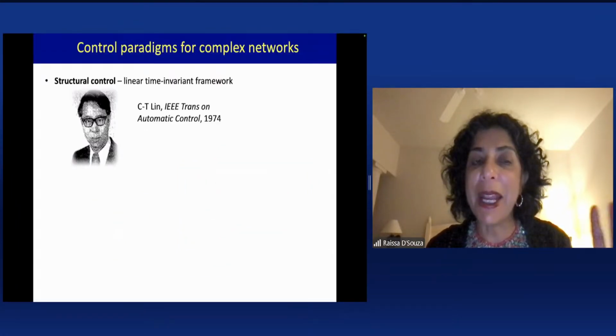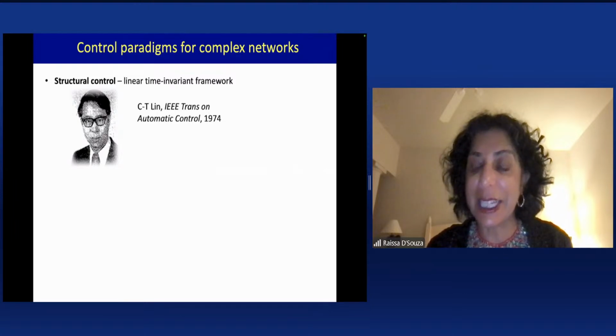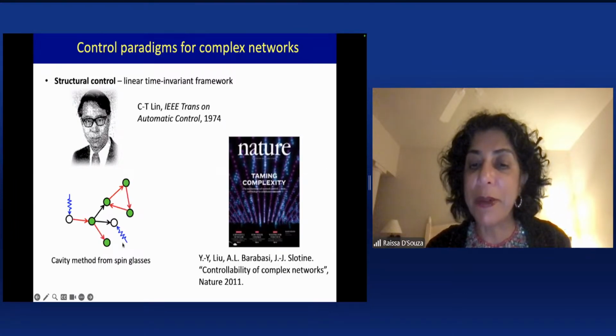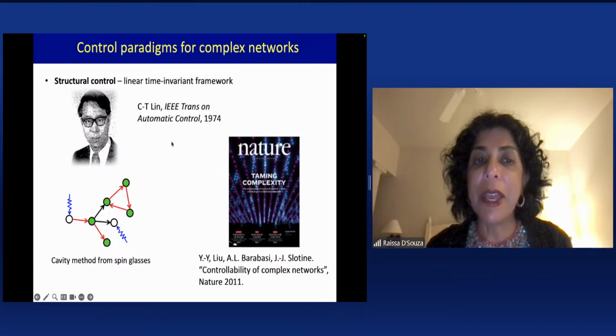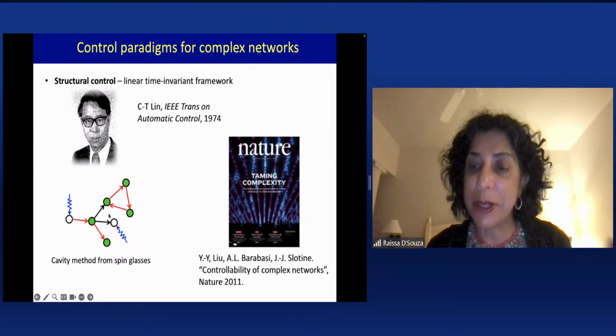So one of the main paradigms that we've seen for controlling complex networks is the idea of structural control, which was invented by C.T. Lin in 1974. And it really allowed a breakthrough in 2011 from Yang-Yu Liu, Laszlo Barabasi, and Jean-Jacques Slotine, where they took this idea of structural controllability, that all you need to understand is the structure of a network. And they were able to marry this to classic notions from statistical physics using spin glasses. So they used the cavity method from spin glasses to try and understand which nodes had to have control signals put into them in order for the entire network to be rendered controllable.